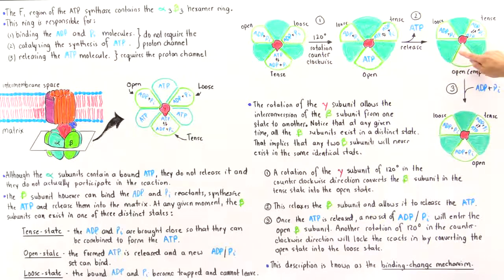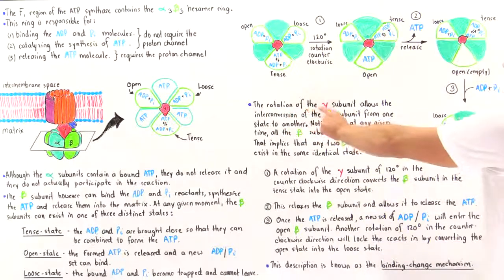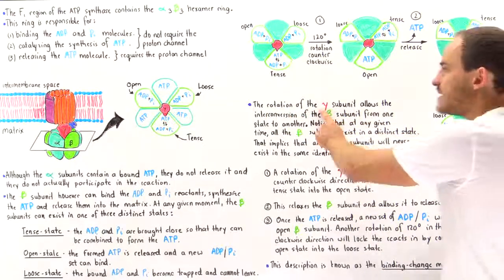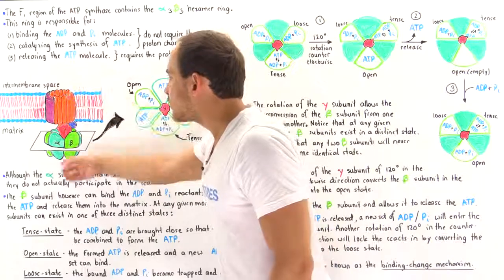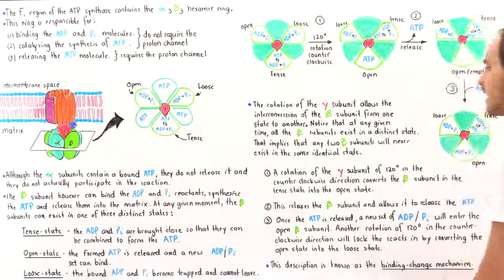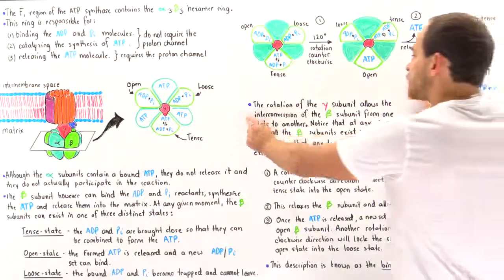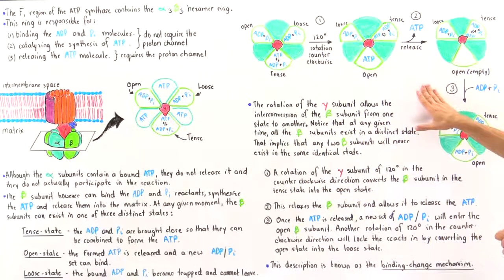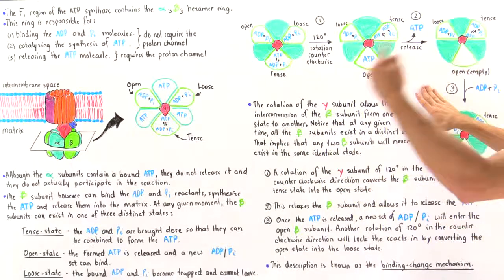So once we go from this structure to this structure, the ATP molecule actually leaves, and now we have this empty spot. And so in the final step, once the ATP leaves, the ADP and the orthophosphate can actually enter this location, and the cycle can basically repeat itself again. So we see that the rotation of the gamma subunit that lies within the inner cavity of the hexamer ring allows the interconversion of the beta subunits from one state to another state.